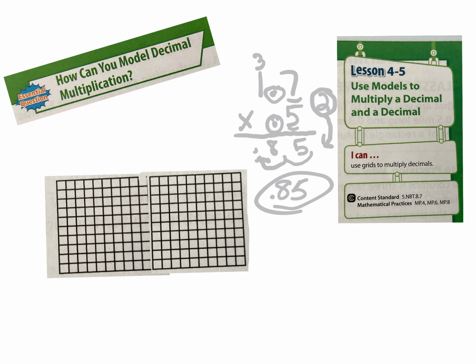So first, let's do 1.7. How are we going to do 1.7? Well, 1 would be 10 tenths. So we need 17 tenths, right? Because this 1 is 1 whole. So that would be these 10, and then we need 7 more. 1, 2, 3, 4, 5, 6, 7.